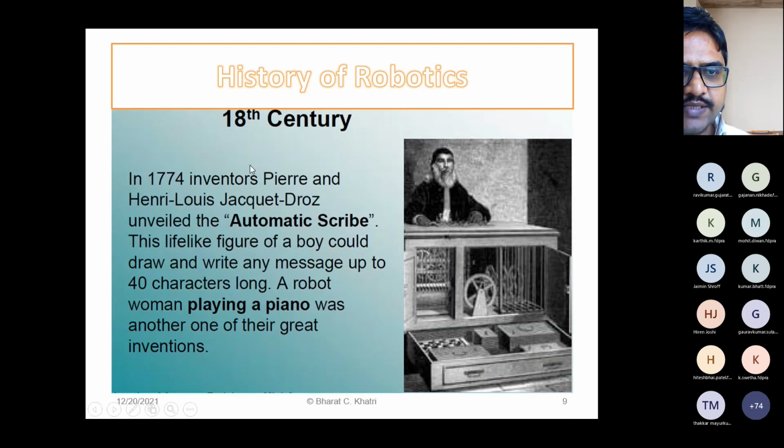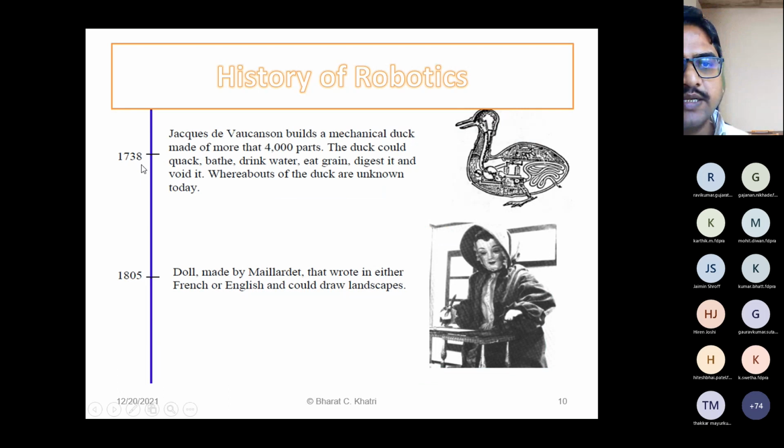In 1774, the inventors Pierre and Henri-Louis Jaquet-Droz unveiled an automatic scribe, where a boy can write a 40-character-long message using this structure. So they made an automatic scribe for that. Also, someone made a robot woman that can play the piano. In 1738, a mechanical duck made of 4,000 parts could quack, bathe, drink, eat, digest, and void it. So they had done some automation work.